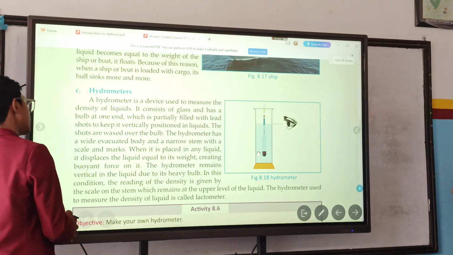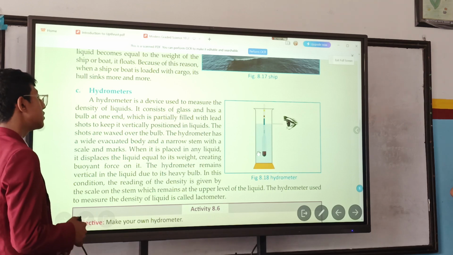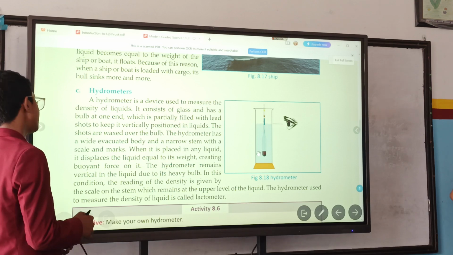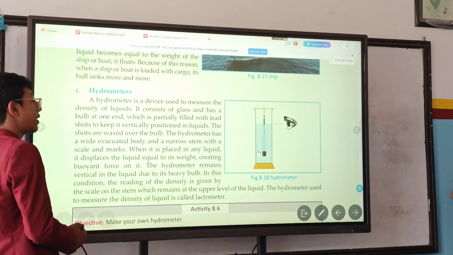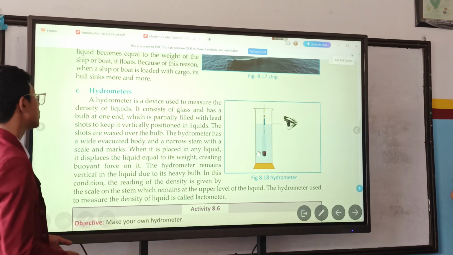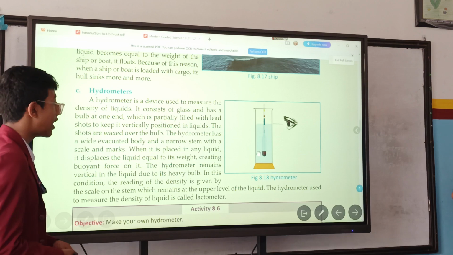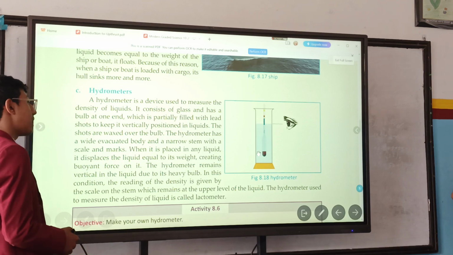When it is placed in any liquid, it displaces liquid equal to its weight, creating a buoyant force or upthrust on it. The hydrometer remains vertical in the liquid due to the heavy bulb. In these conditions, we can read the scale on the stem at the upper level of the liquid. The hydrometer used to measure the density of milk is called a lactometer.